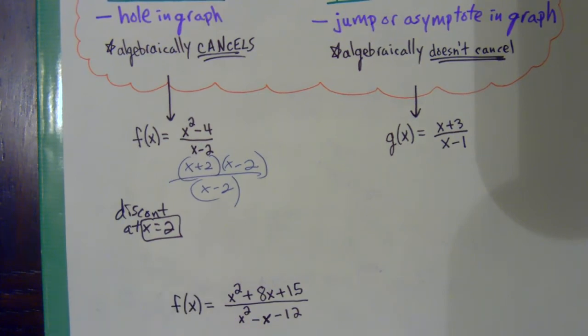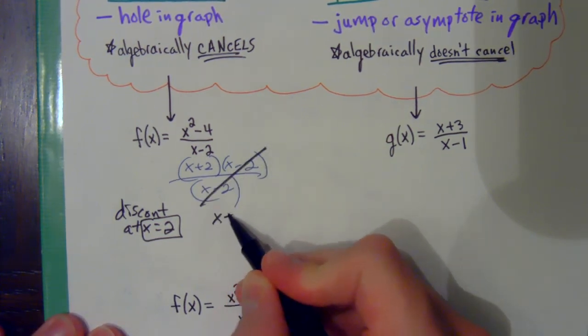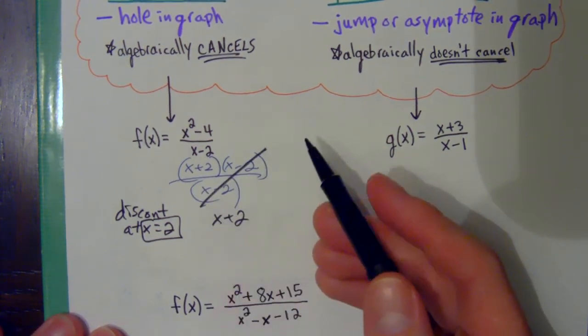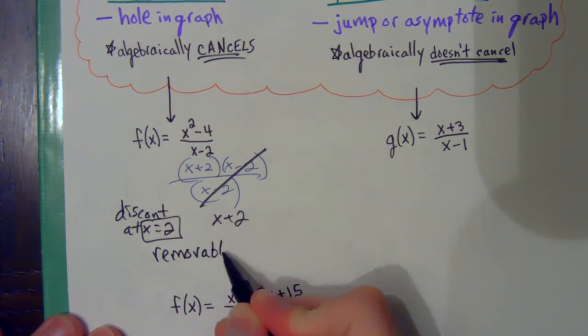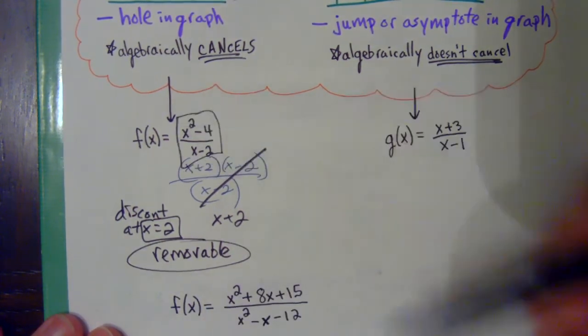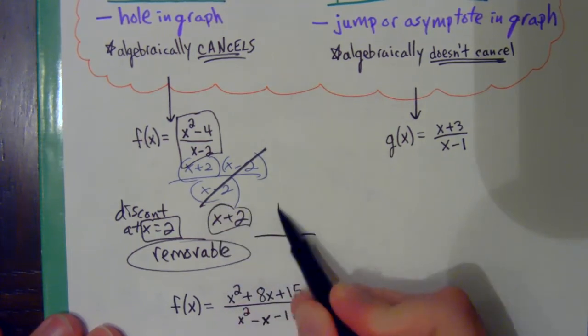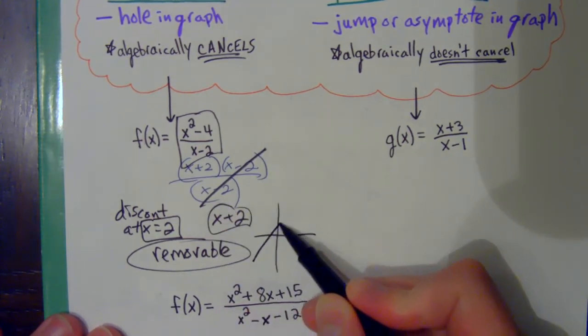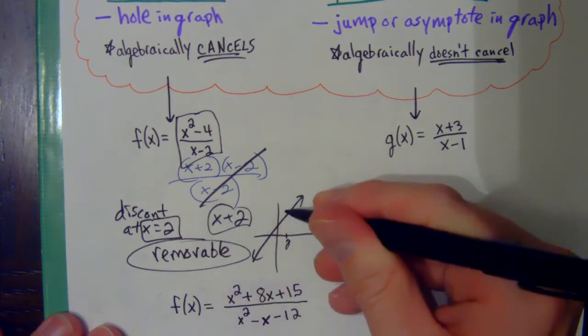And here's how you can tell. See how these x minus 2's cancel, and you're just left with the x plus 2. If it cancels out like that, that's what makes it removable. And from your pre-cal days, the graph of this function is identical to the graph of y equals x plus 2, except there's a hole at x equals 2, all right?